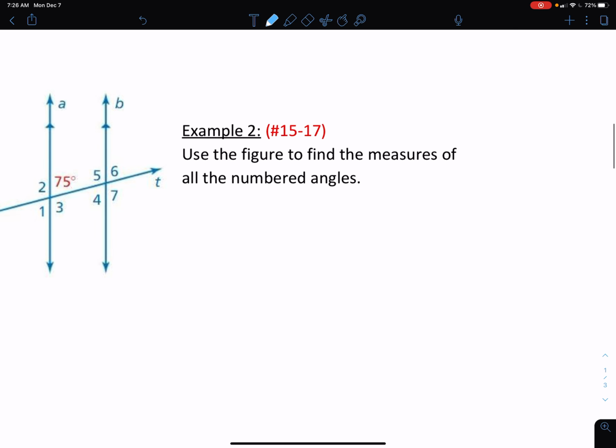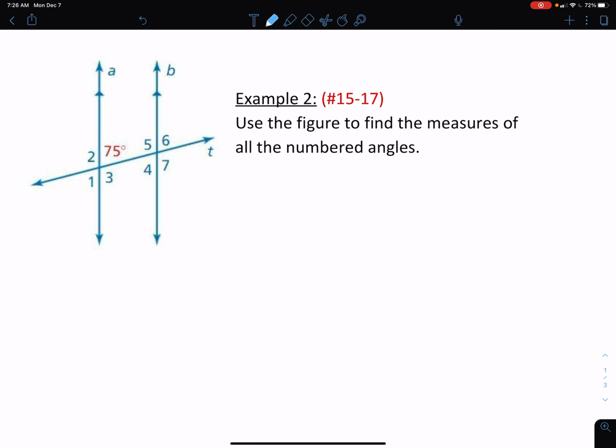All right, example 2: use a figure to find the measures of all the numbered angles. You're like, oh my gosh, that's a lot. Yeah, it's a lot, but it's not too difficult. It's all patterns and recognition and things like that. So let's figure this out.